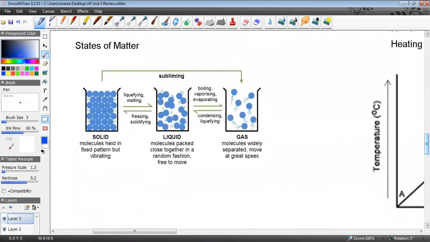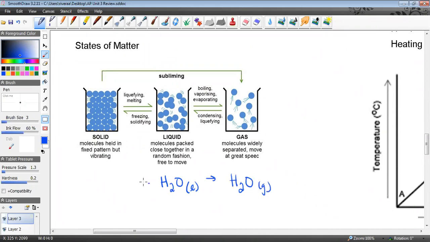Okay, so if you are talking about one particular substance, like let's say we're talking about water, we know that at room temperature, at 25 degrees Celsius, water is a liquid. And of course, we can add heat and turn this into water vapor.